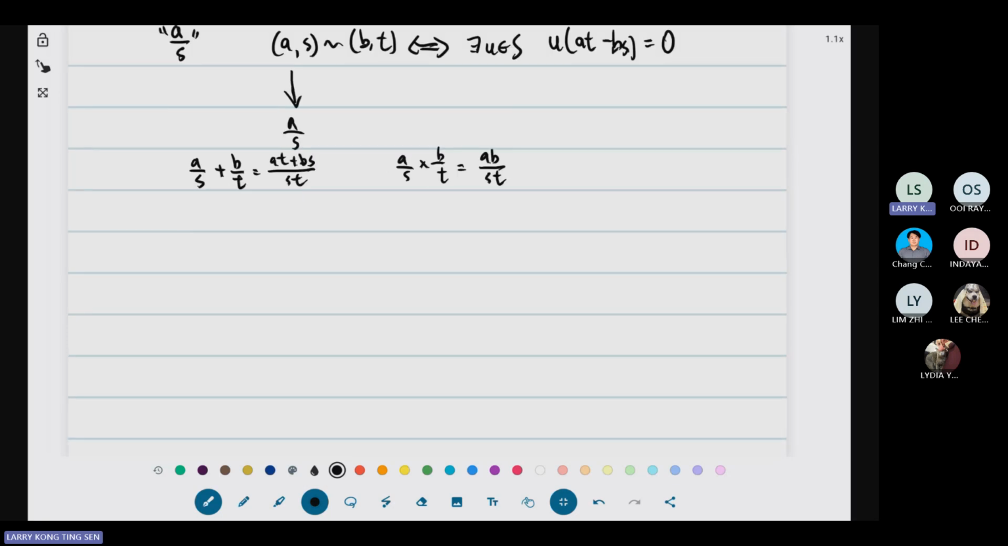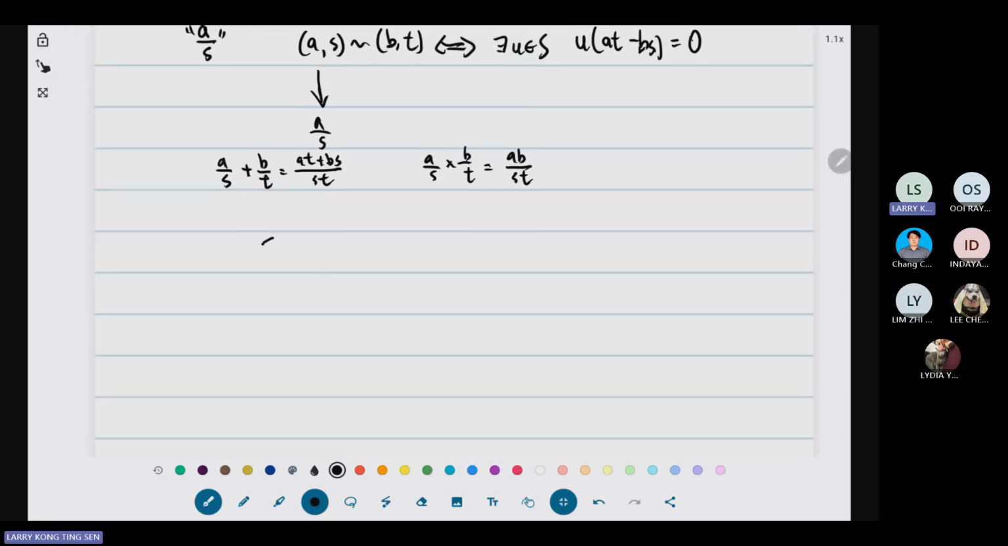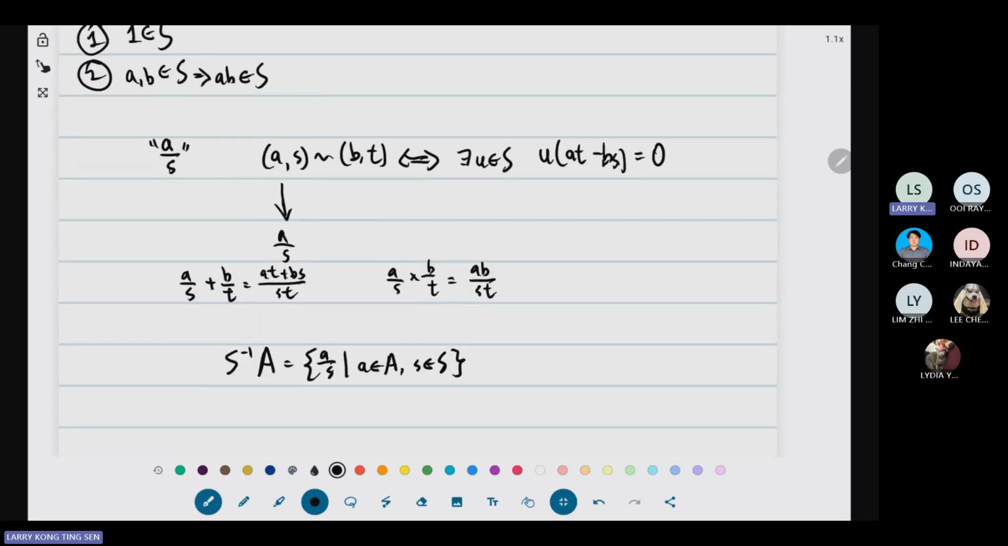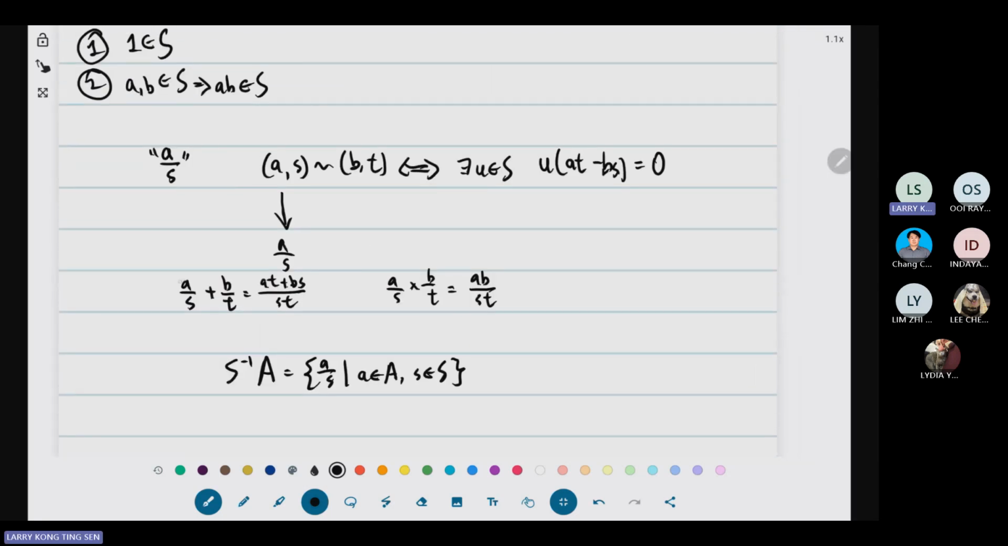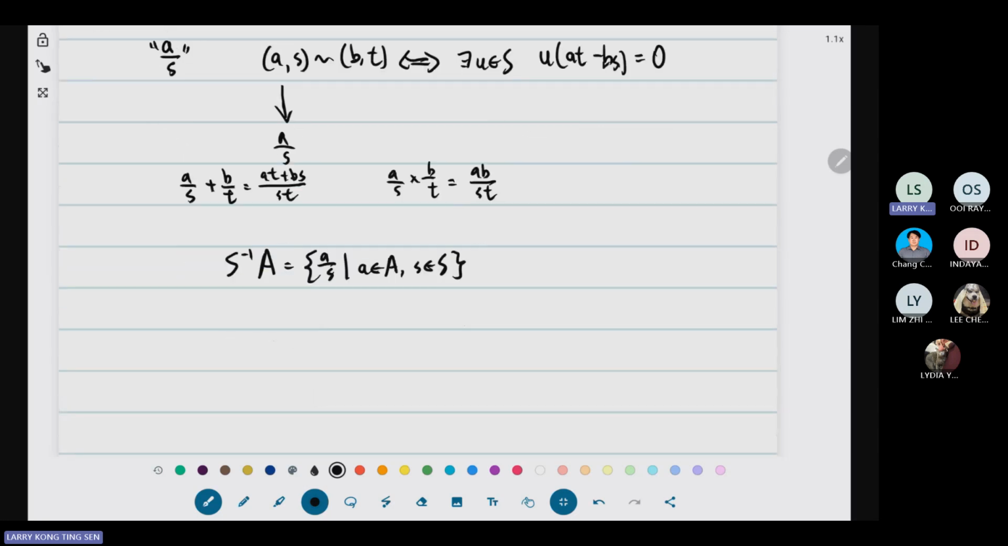And it also defines a ring. We call it this, where it's basically the collection of all of these equivalence classes, under the addition and multiplication that we define. It defines a ring. Yeah.